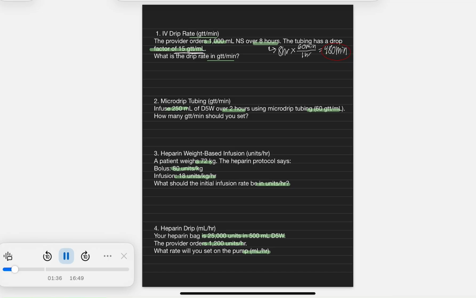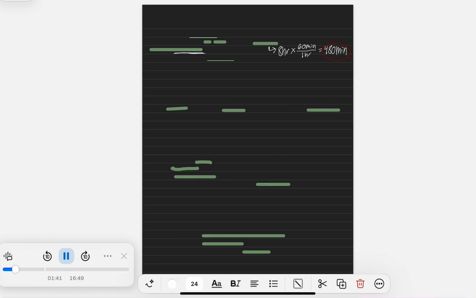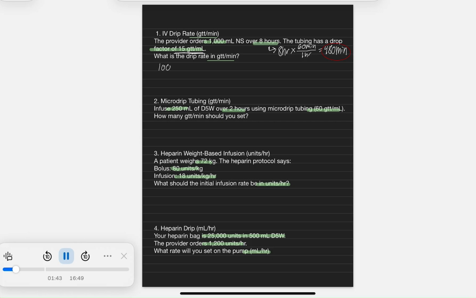After we get that in minutes, we're going to divide the amount of milliliters that we have by minutes to get our mL per minute. So we have 1,000 mLs. We're going to divide that by 480 minutes. That's going to give us 2.0833 mLs per min. After we get that number, we're going to multiply that 2.0833 by our drop factor, which is 15, and we should get 31.25.